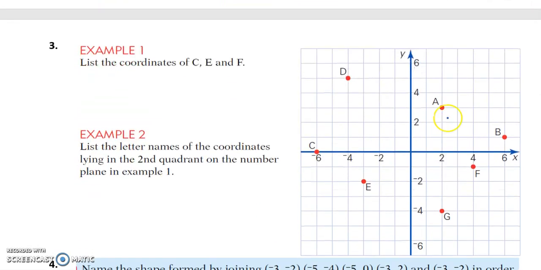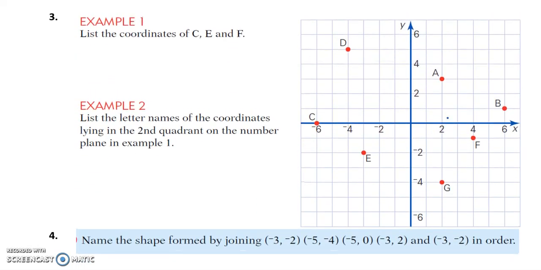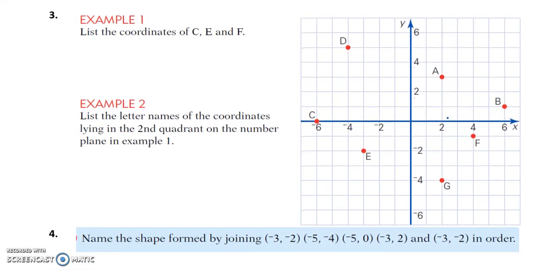All right, let's have a look at this example. It says label the coordinates or list the coordinates of C, E, and F. So C here, X first, -6, and Y is at 0. E is, well, that's -2 and that's -4, so this would be -3. So -3, and my Y value going down, it's at -2 here. You try and do the F coordinate.